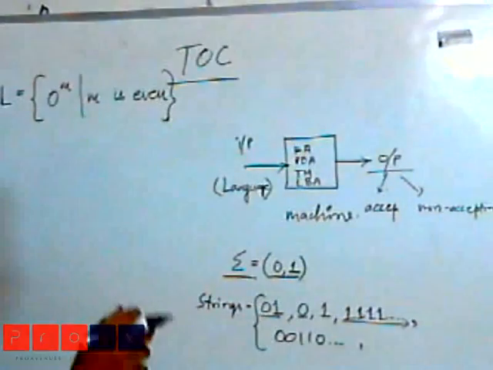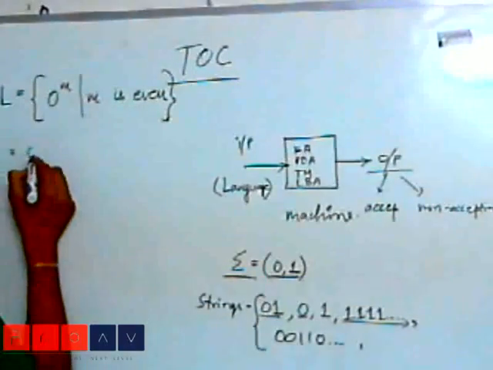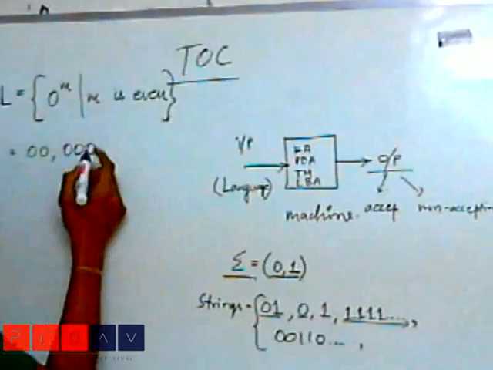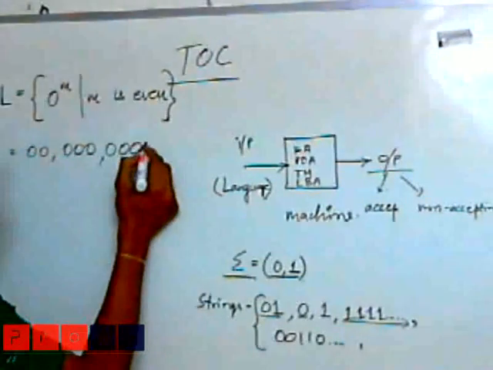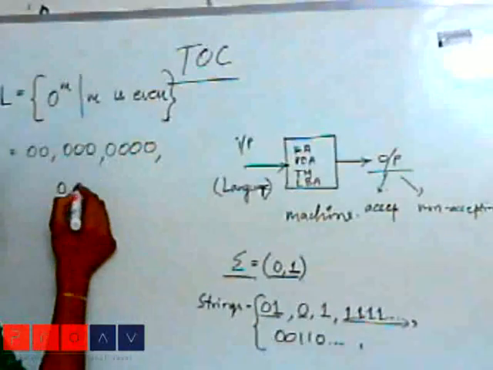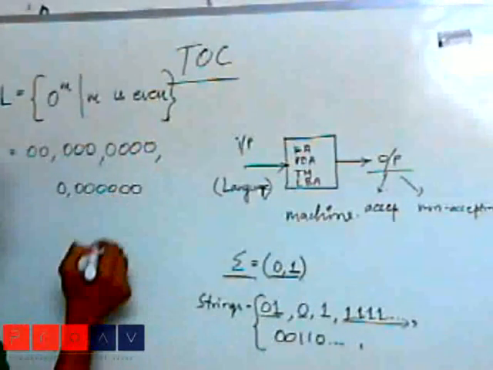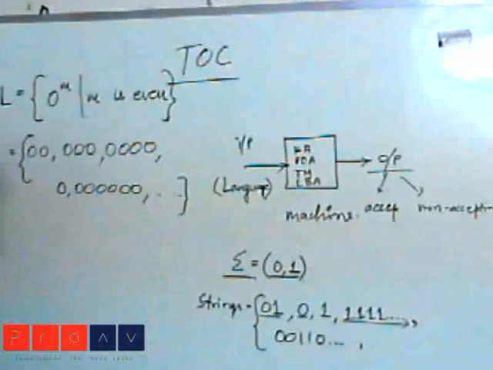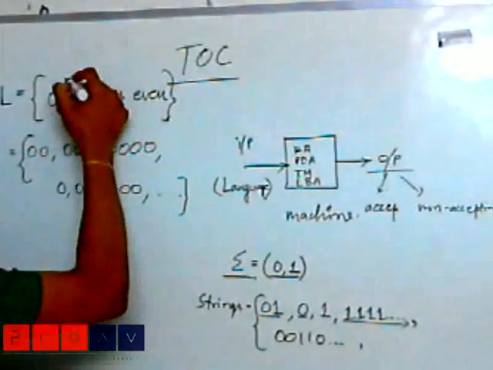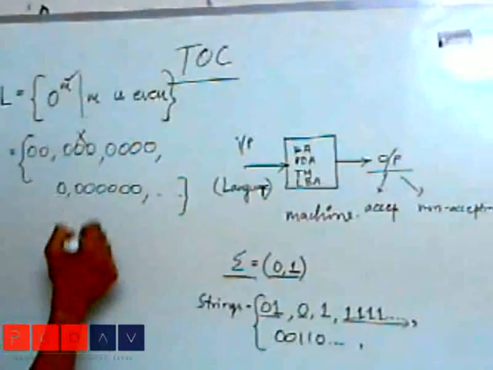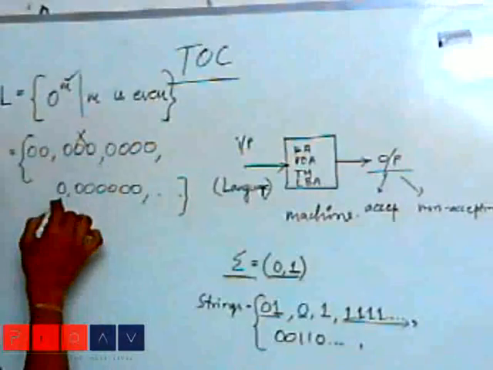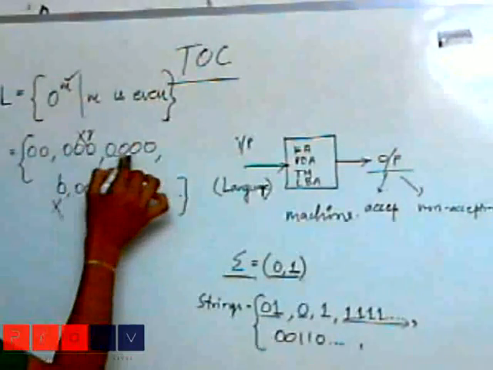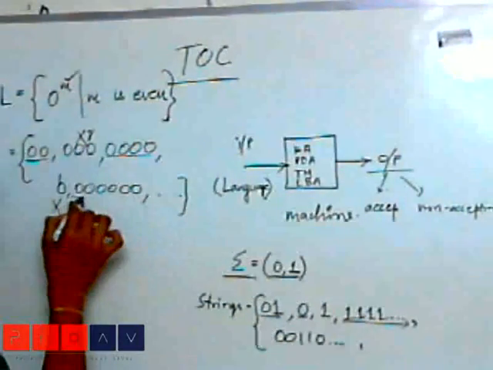So this language will comprise not how many strings, but what type of strings? It may be 00, is this true? Okay, you think. We will come to it shortly. 00, single 0, this one, and so on. Here m is even. That means this can't be a string which belongs to this language. Similarly, this can't be a string because here m equals 1, m equals 3, and these are not even. This belongs to this language, this belongs to this language, and this string also belongs to the same language.